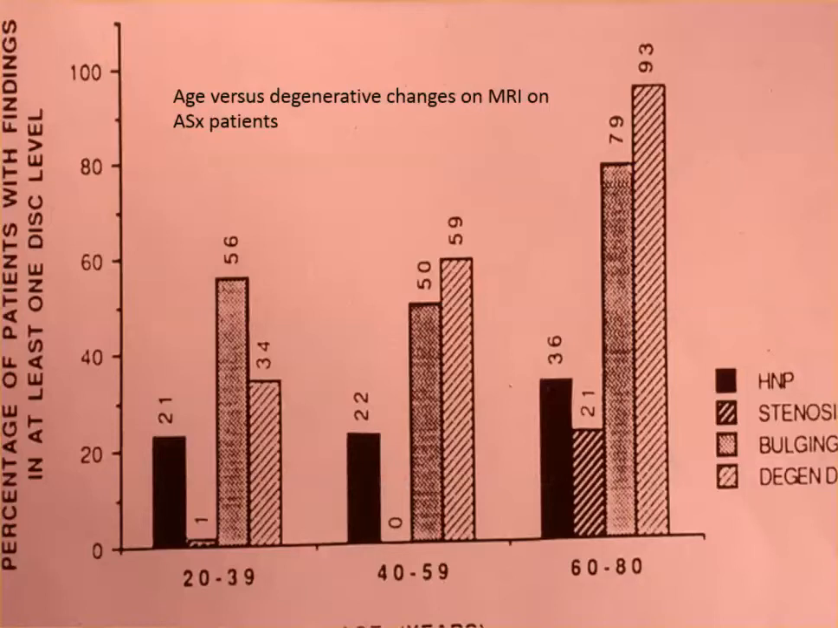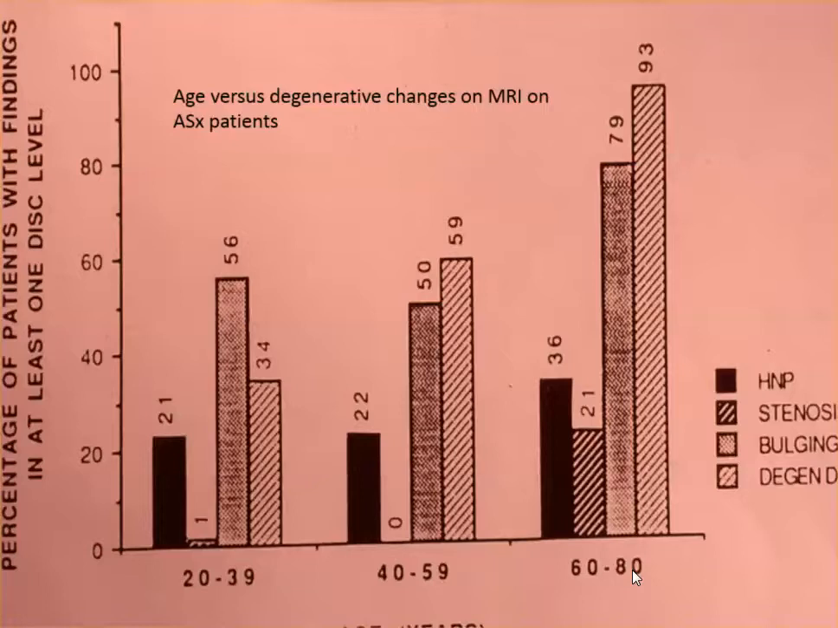So is disc disease common? The fourth bar is degenerative disc disease, and the bottom is age group and percentage. You can see the middle one, which is my age group, 59% of all people have degenerative disc disease. So degenerative disc disease is extremely common. And the next age group, 60 to 80, 93%. So almost everybody.